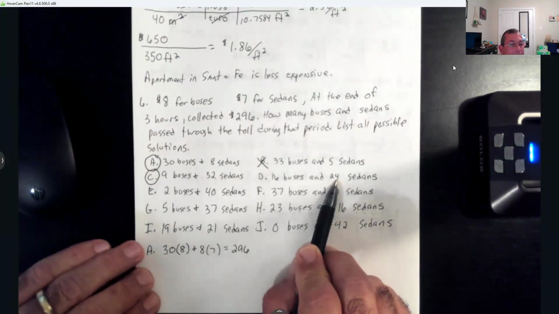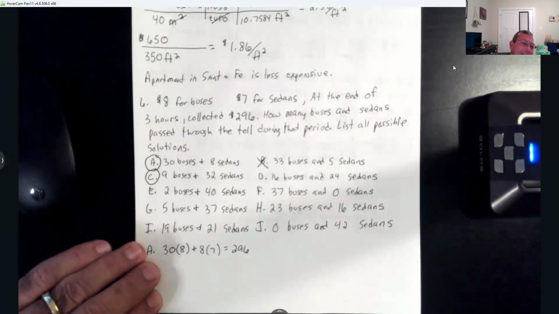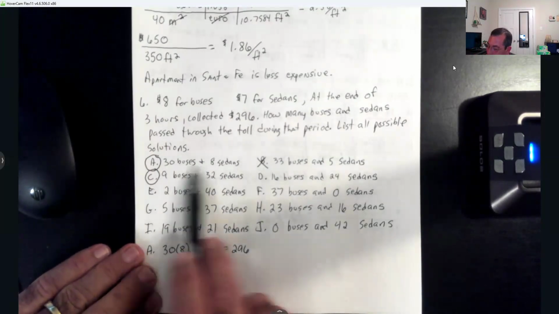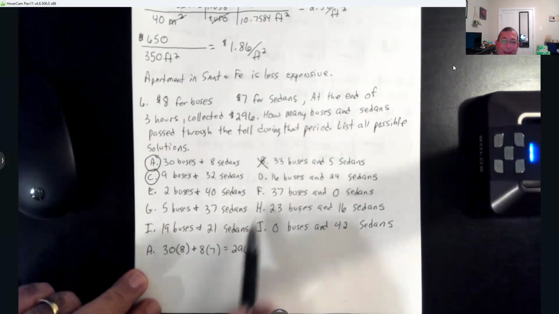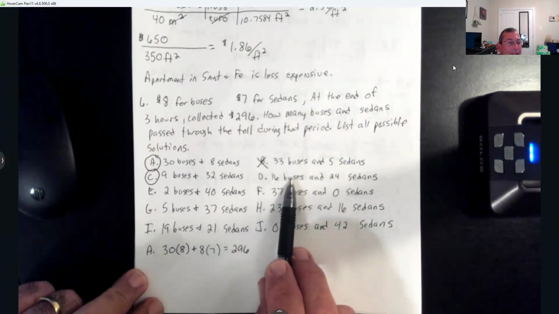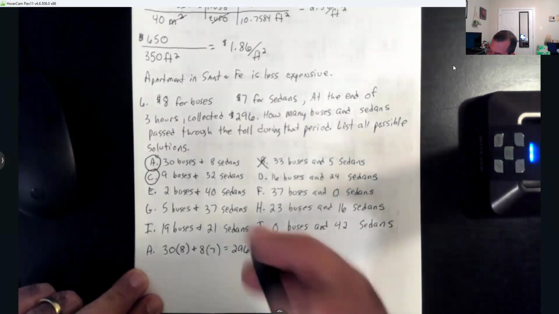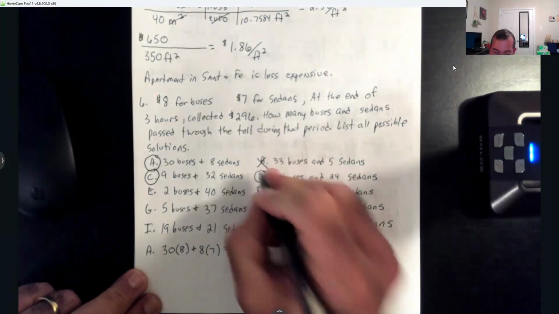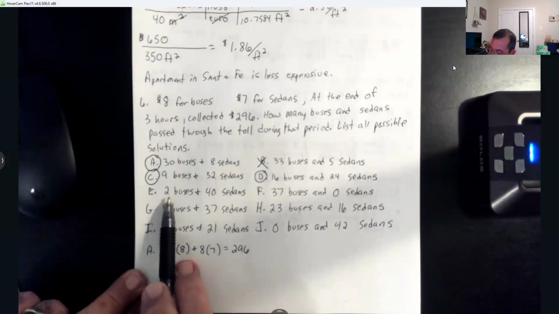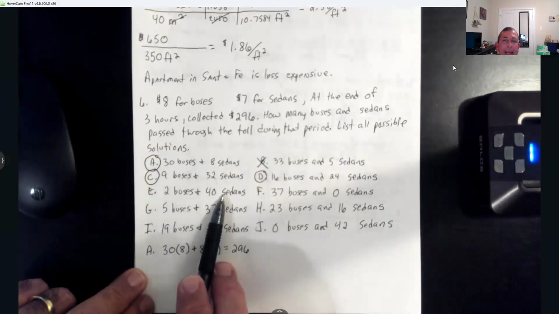So D. Oh, you're all right, Shantammy. That's good. Yeah, they go across instead of down like you would think. So D, I'm getting a yes. Good job. I did that and it came up to 296. E is 2 buses and 40 sedans.